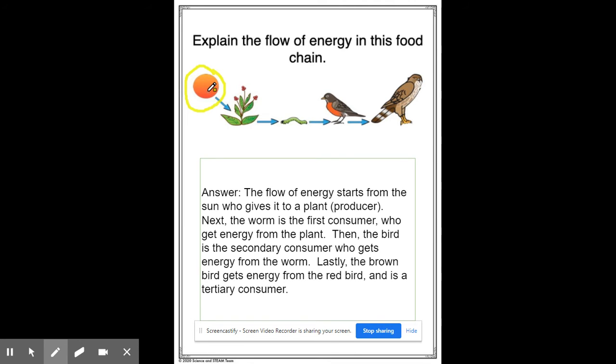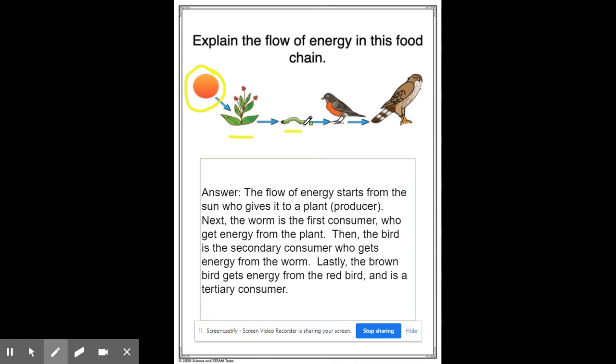So when you look at it, hopefully you saw the sun is giving energy to the plant. They do not care on the state test if you know the name of the plant. Just identify it as the plant, or more specifically, the producer. Then we follow that arrow to the right, and this would be our first consumer.